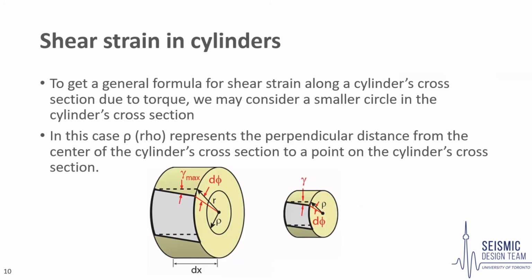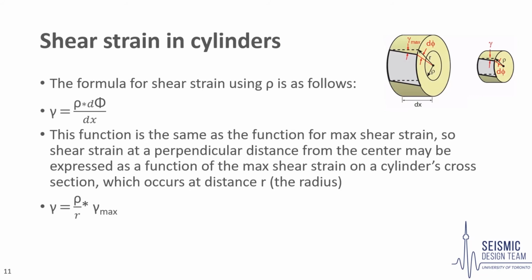To get a general formula for shear strain along a cylinder's cross-section due to torque, we may consider a small circle in the cylinder's cross-section. In this case, ρ represents the perpendicular distance from the center of the cylinder's cross-section to a point on the cross-section. The formula for shear strain using ρ is: shear strain is equal to ρ multiplied by delta phi over delta x. This is the same as the formula for the max shear strain, except we are using ρ instead of radius, so shear strain at a perpendicular distance from the center may be expressed as a function of the max shear strain on a cylinder's cross-section.